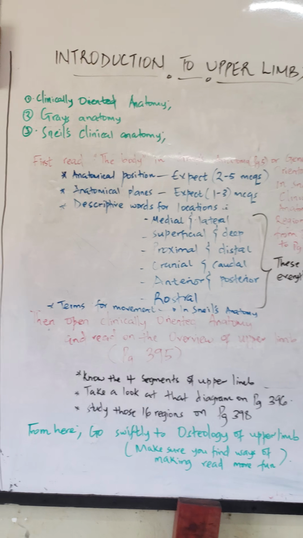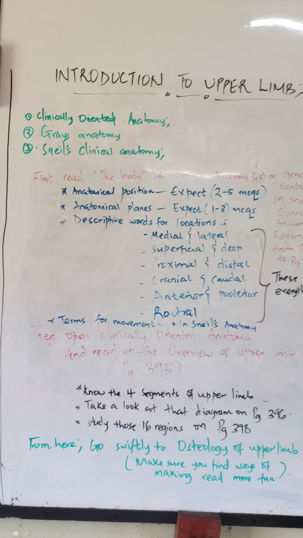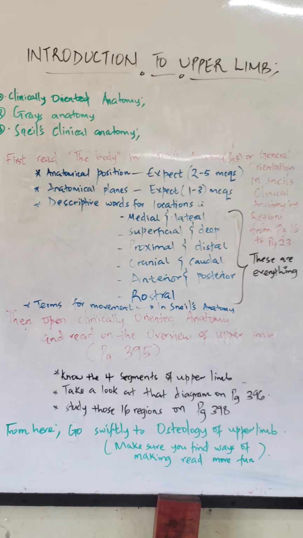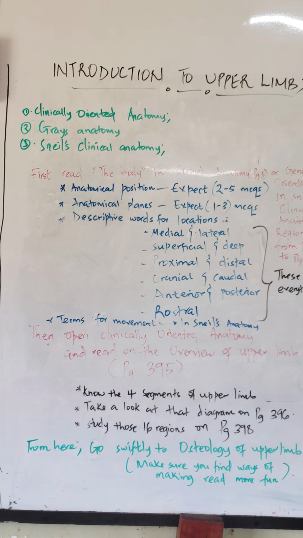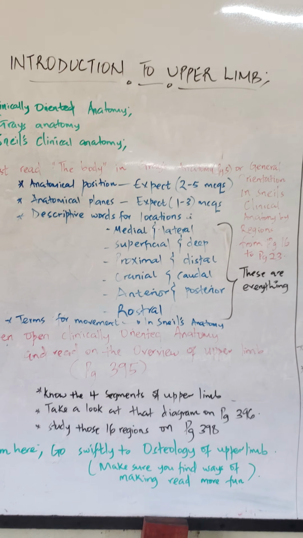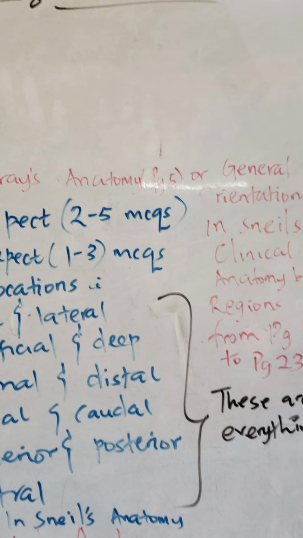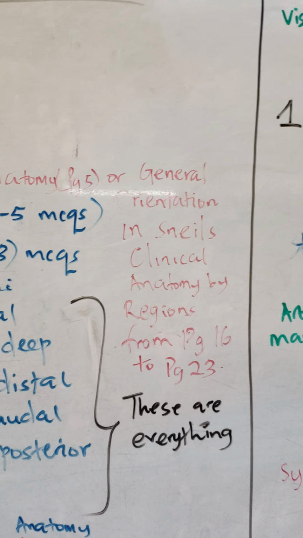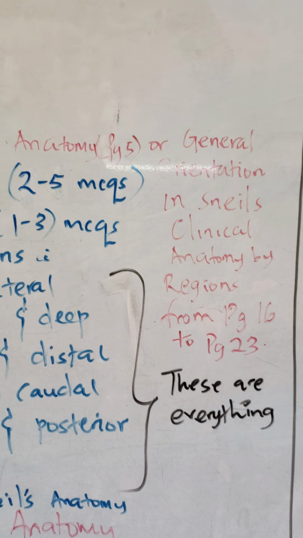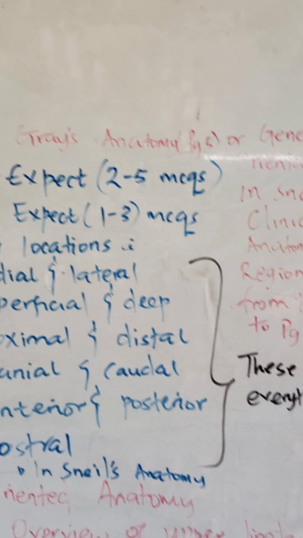I need you to first get these books. Get Clinical Oriented Anatomy, get Gray's Anatomy for students, get Snell's Clinical Anatomy by regions. And it would be better if you first read on the body section. The body section is in Gray's Anatomy. You can find it on page 5, or you can read General Orientation in Snell's Clinical Anatomy by regions from page 16 to page 23.